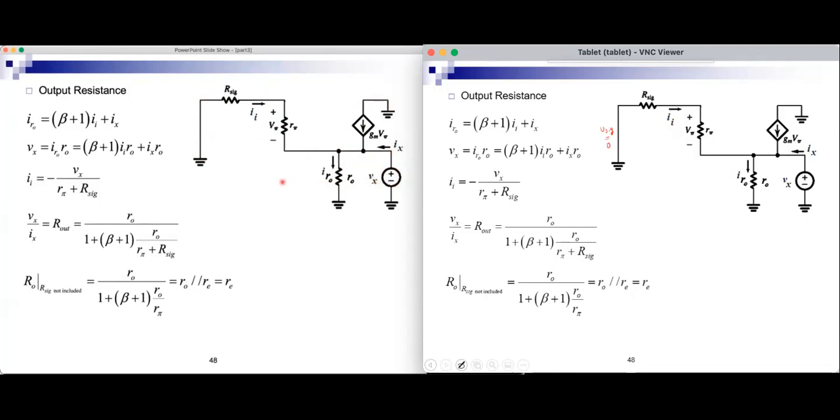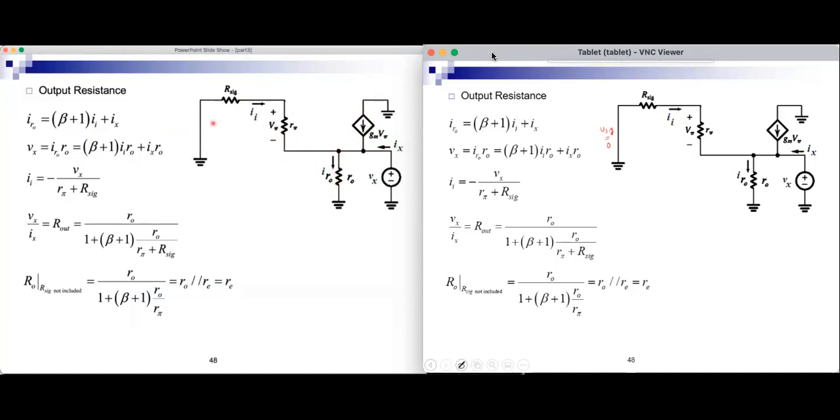We will do a circuit analysis in this case, starting with this current, IRO. This current is equal to this current, beta plus 1 II plus this current. Okay, this current plus this current is beta plus 1 II plus Ix. So this current Ix plus G and V pi plus II is beta plus 1 II plus IX. Vx is the voltage here, and therefore it's this current times RO.